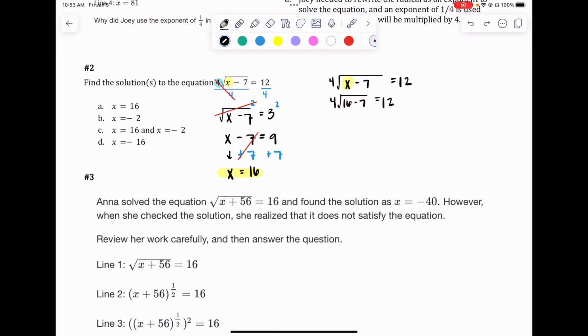So let's simplify the inside of the radical. So it'd be 4 times the square root of 16 minus 7, which is 9, equals 12. Then I would take the square root next, so it'd be 4 times the square root of 9, which is 3, just a regular 3, no more radical. So the square root of 9 turns into 3, and then 4 times 3 does equal 12. So we checked our answer, and each side of the equal sign is equal, so it is a valid solution. So it would just be x equals 16.